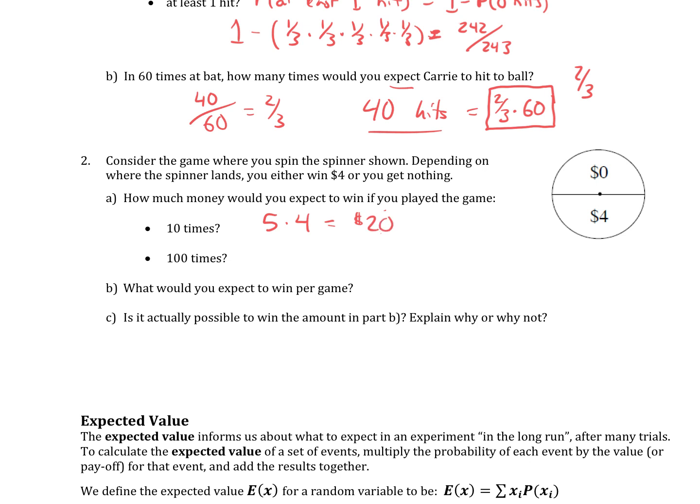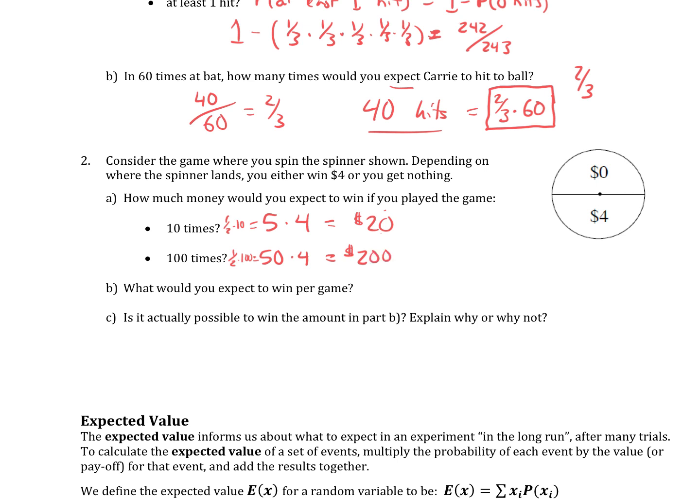What if we played 100 times? Well, we would expect to win half of those times. Yeah, I guess I could have said it this way, half times 10. That's the way I did it up there with the 60. Half times 100. That's 50, and each one of those wins is $4, so we would expect to win $200. Okay, that's a better explanation.